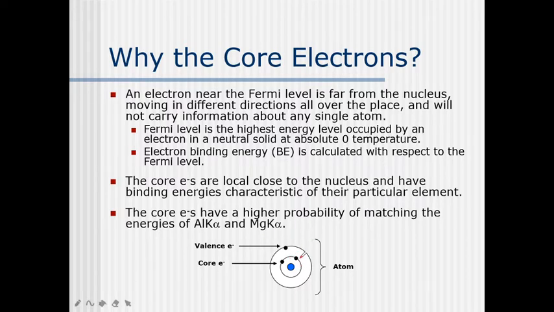Now these core electrons have some characteristic binding energy with respect to that particular level. So the binding energy of these core electrons is calculated with respect to the Fermi level. Now what is a Fermi level? The Fermi level is where the highest energy level is occupied by an electron.